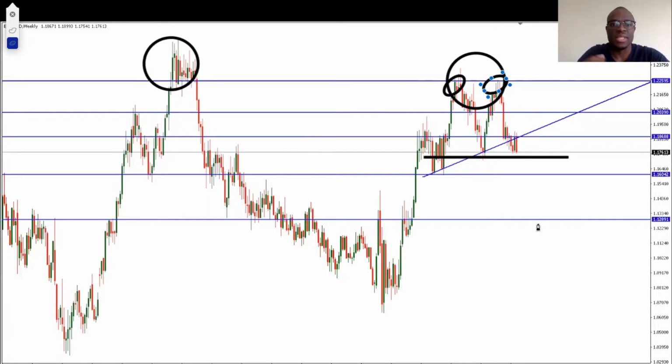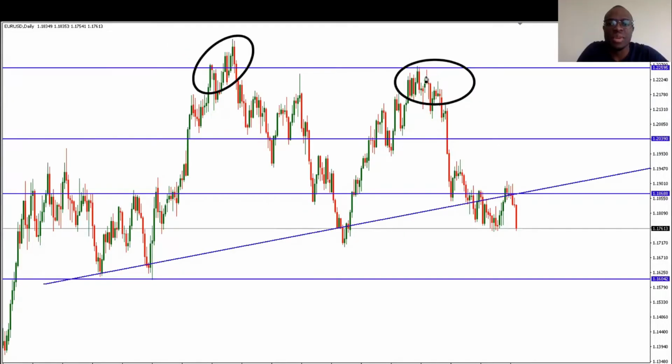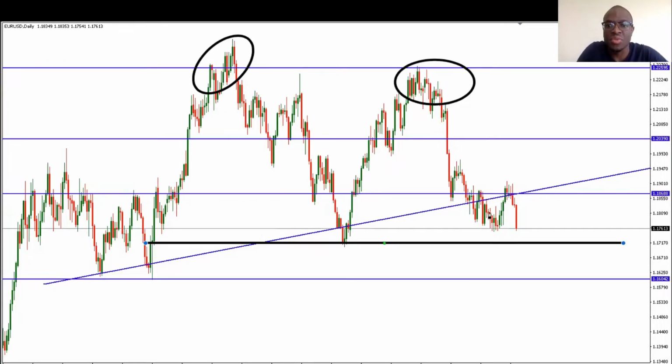Now we move on to the daily charts. So we have this double top, and also we have the neckline. What this means is that if this bearish move is going to continue, or if this reversal is going to be successful, we're expecting the price to break this neckline, retest it, and then break 1.16042, retest it, and move to the downside. This is the bearish side.